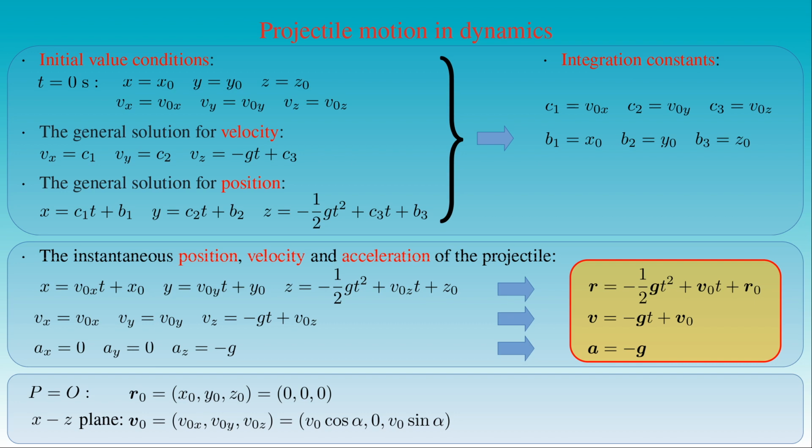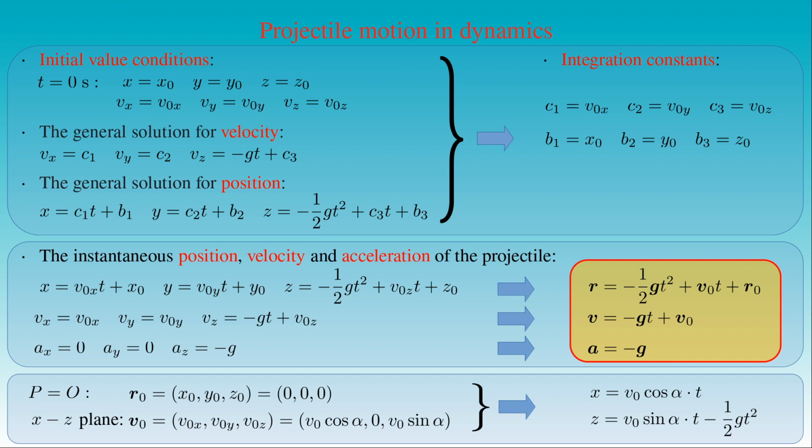As a result, the x-coordinate of the instantaneous position, or the horizontal position of the projectile in such a coordinate system, is given by the magnitude of the initial velocity v0 times the cosine of the angle alpha of the launch times the time t. The z-coordinate of the instantaneous position, or the height of the projectile, is equal to the magnitude of the initial velocity v0 times the sine of the angle alpha times the time t, minus 1/2 times the gravitational acceleration g times the square of the time t.